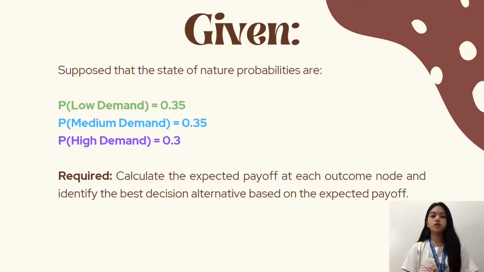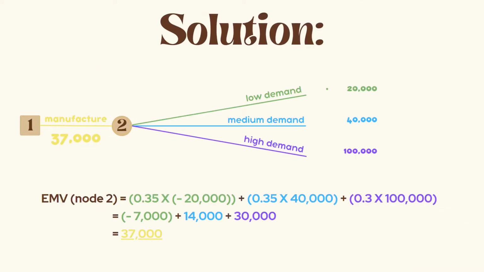For the continuation, suppose that the state of nature probabilities are: probability for low demand is 35%, probability for medium demand is 35%, and the probability for high demand is 30%, for a total of 100%. The requirement now is to calculate the expected payoff at each outcome node and identify the best decision alternative based on the expected payoff. Let's look at this decision tree to help us out. EMV stands for expected monetary value.